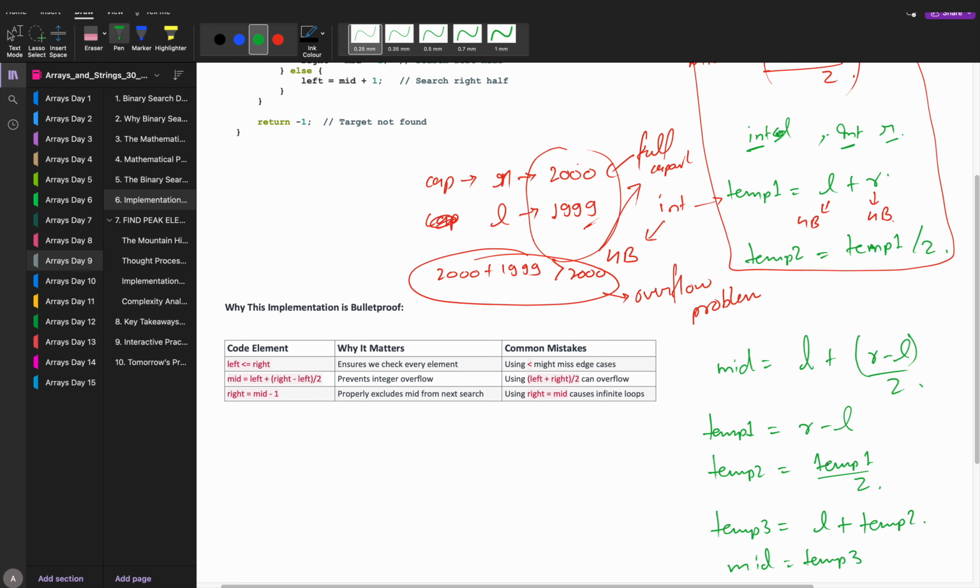It gets divided in this many steps. Now you can see there is not a single step where this overflow problem is happening, right? It is not being encountered. Why? Now if I do R minus L, what am I doing? 2000 minus 1999, which is equal to 1, right? Is it greater than 2000? No. Means it is never going to overflow out of capacity. Okay?